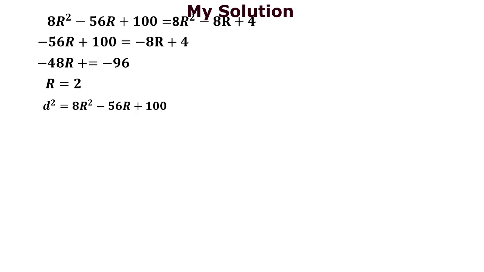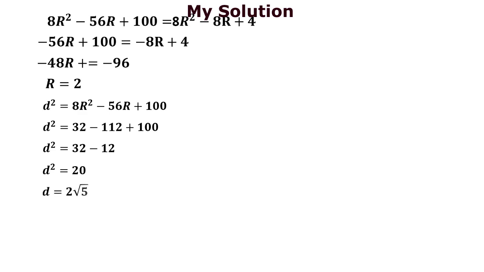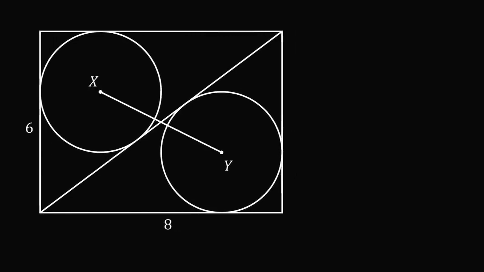By substituting, we get that the square of d equals 32 minus 112 plus 100. From this, it results that the square of d is 20, which means that the value of d is 2 times the square root of 5. Here's one way to solve the problem.